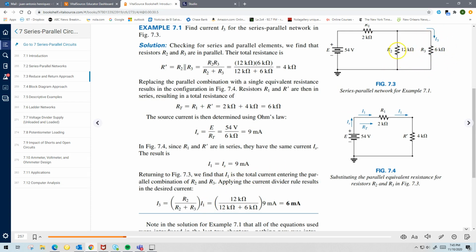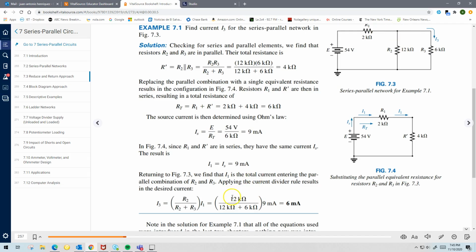If we use the shortcut method for two resistances, this current I3 will be equal to the opposite resistance, 12, divided by the sum of the two resistors. Remember, this only applies when you have two resistors in parallel. So again, it's the opposite resistance divided by the sum times the current that comes in, or the current that's splitting, which is 9 milliamps.